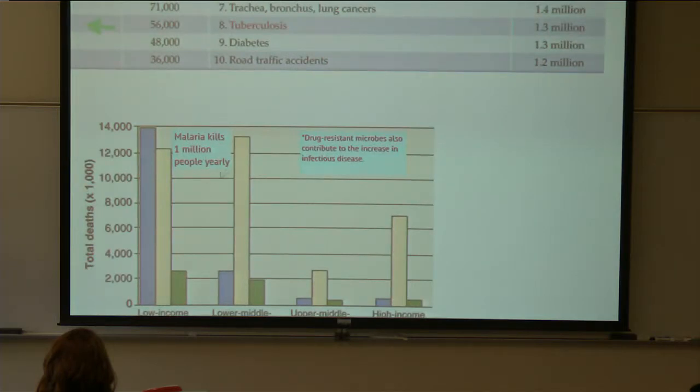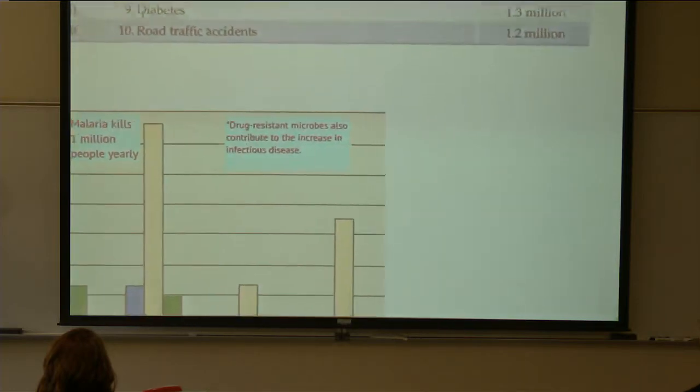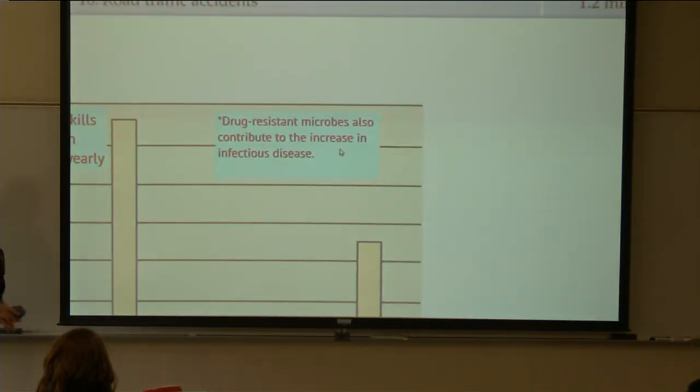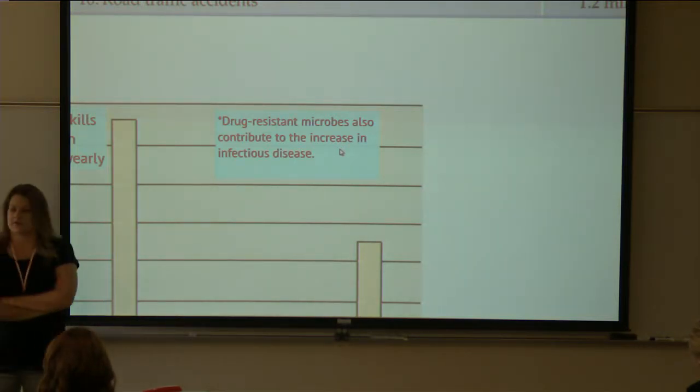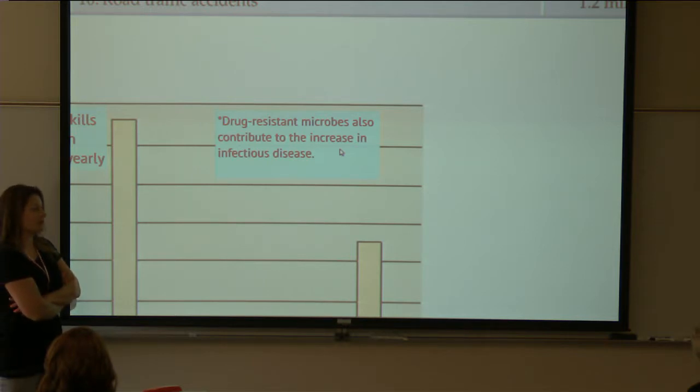Malaria stats, okay, kills 1 million people every single year. Drug-resistant microbes. Okay, hot topic. You know, if you were to look, I don't know, maybe like 100 years ago, there was a statistic that 1 out of every 3 children would die, okay, before the age of, I think it's like 10, with some type of an infectious disease. Okay, 1 out of every 3. That is insane. That was before antibiotics.